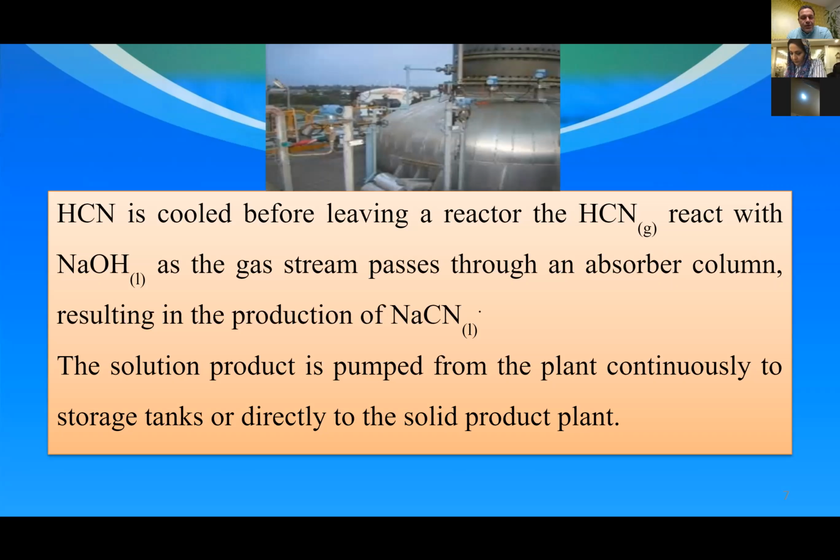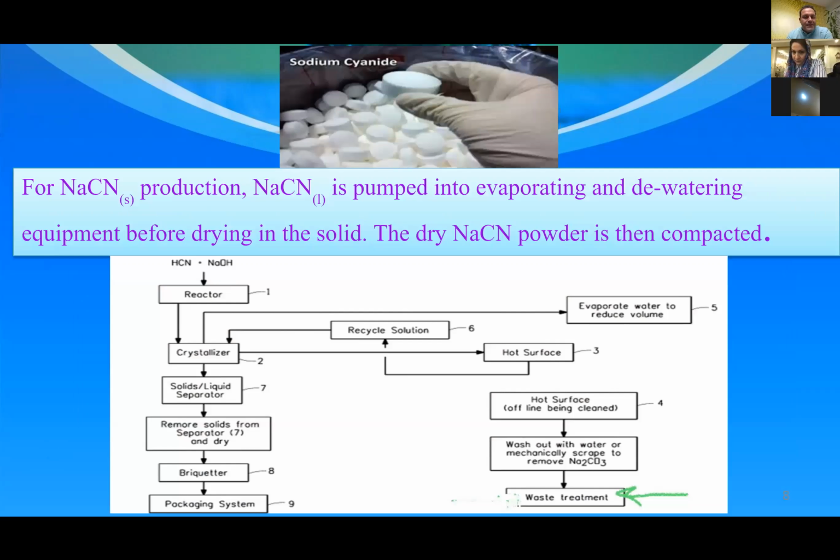The solution product is pumped from the plant continuously to a storage tank and directly to the solid product plant. For NaCN solid production, NaCN liquid is pumped into evaporating and dewatering equipment before drying into solid. The dry NaCN powder is then compacted.